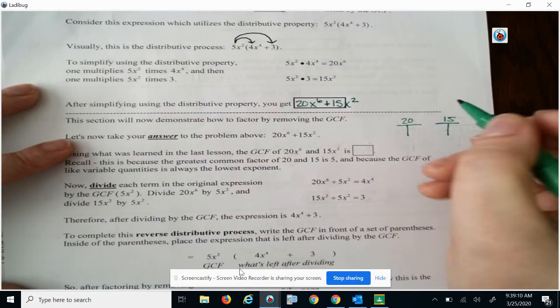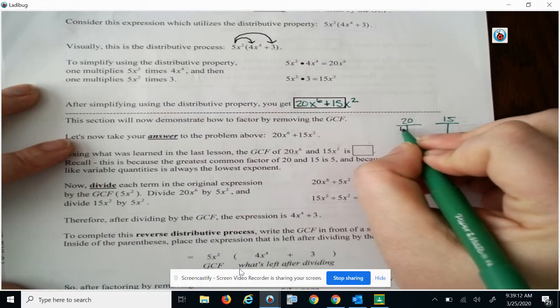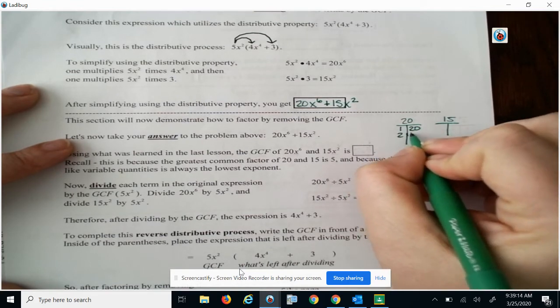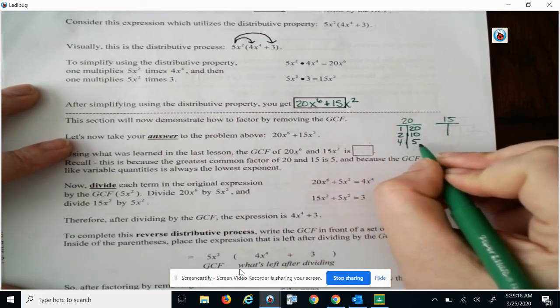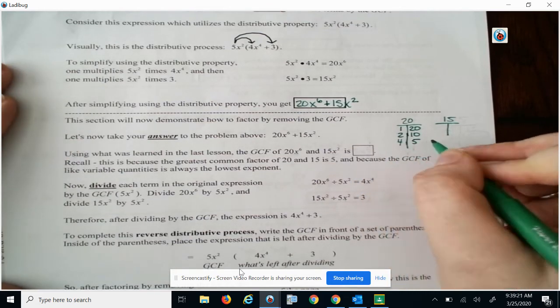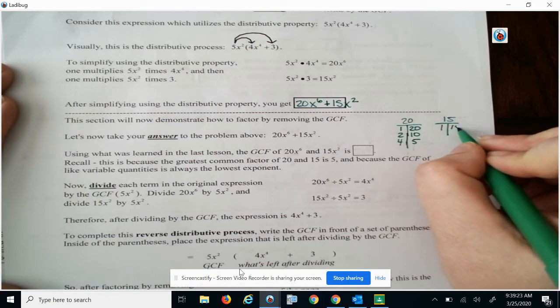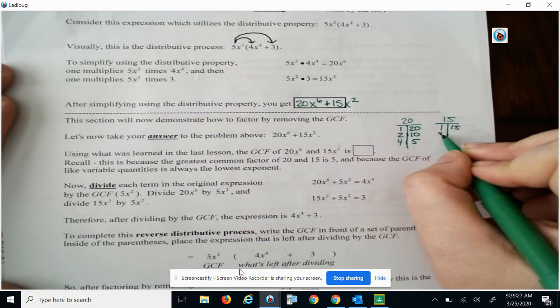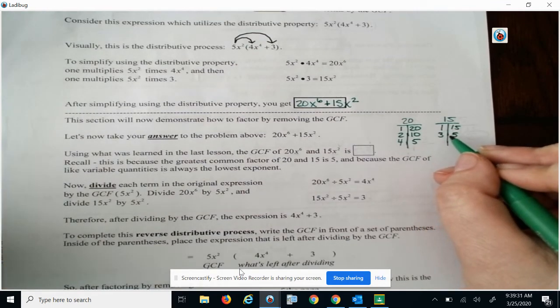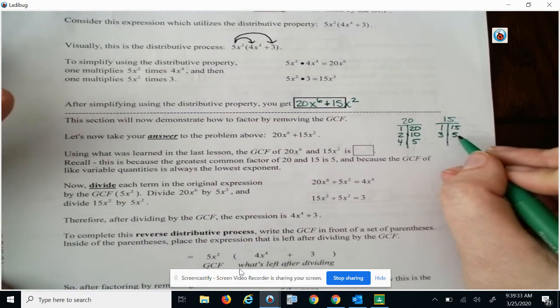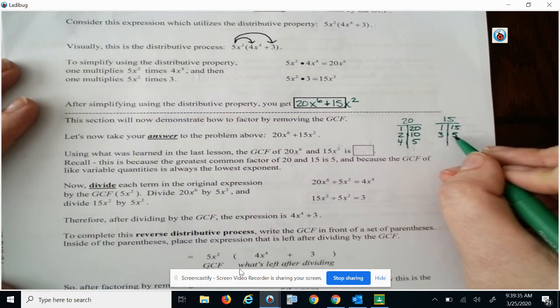So 20 and 15, make a T-chart. 1 and 20, 2 and 10, 3, no, 4 times 5, and 5 is here. We're done. 15, we do 1 and 15. 2, that's not even, so no. 3 times 5 is 15. 4 gives you a decimal. Then we go to 5. 5 is there. So we're done.